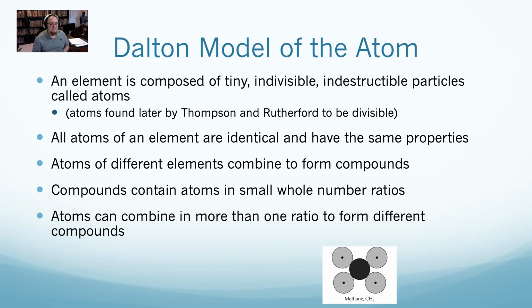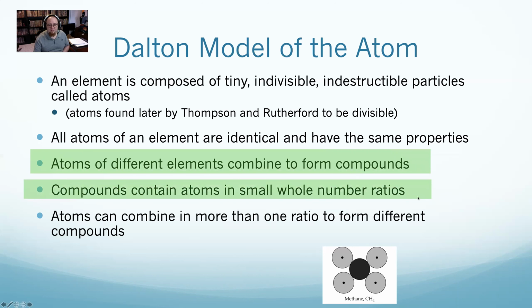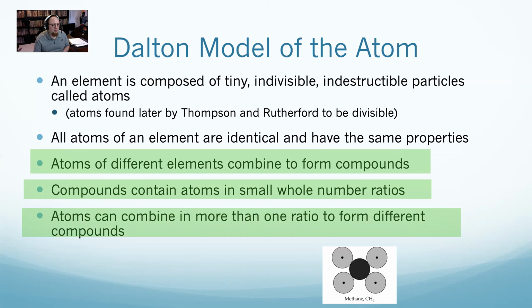And so some of these ideas we still hold to, mostly the more macro versions, aka atoms of different elements can form compounds. Compounds contain atoms in whole number ratios. And atoms can combine in more than one ratio to form different compounds. The rest of this, not so much. We no longer believe that they're indivisible. We no longer believe they're indestructible. And they're not necessarily identical. They're more similar. That gets into the idea of neutrons, which we'll get to in a few slides.